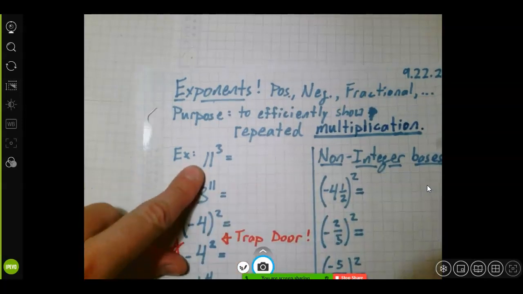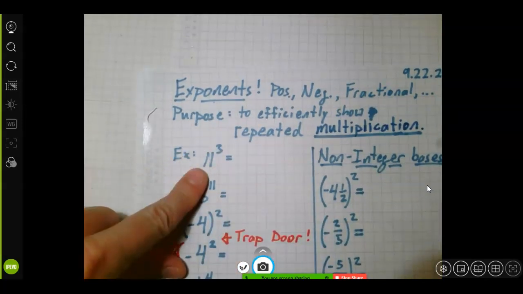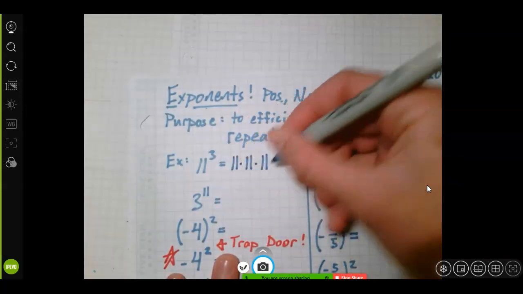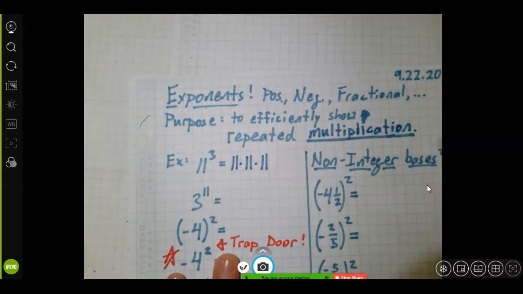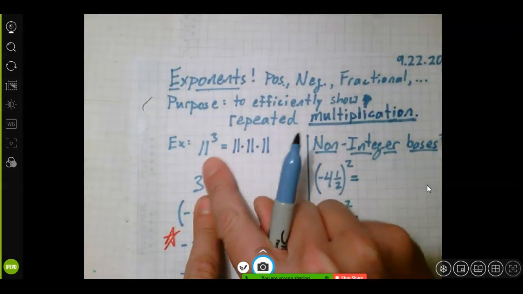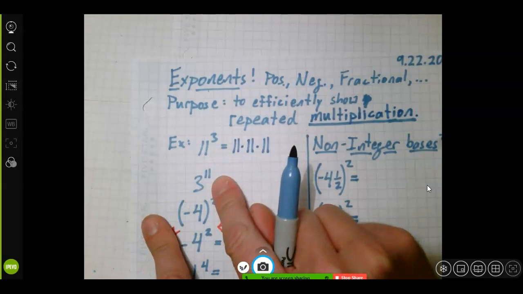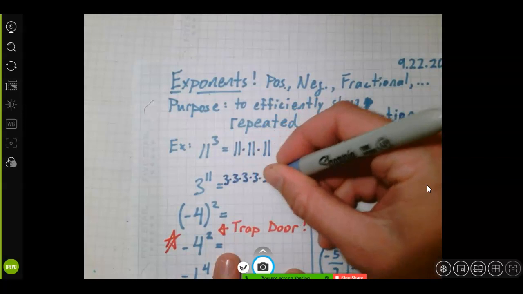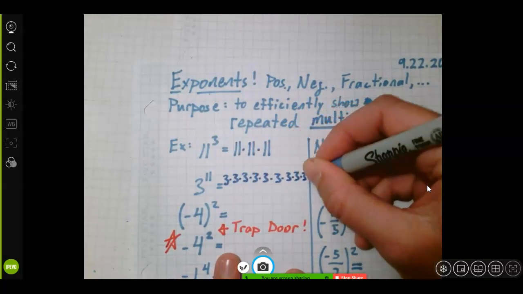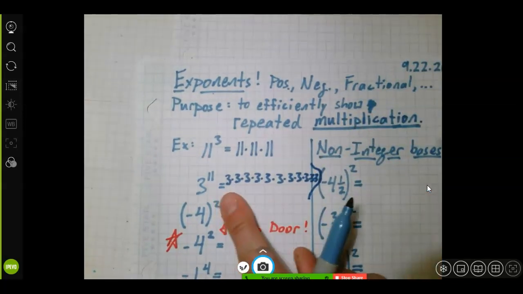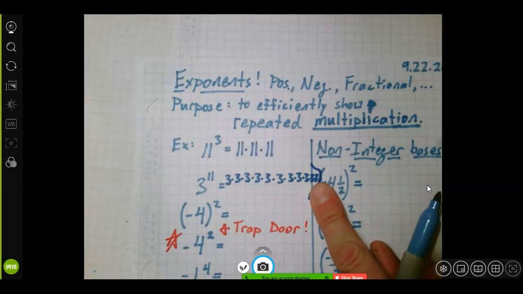For example, 11 to the third, 11 with the little 3, means 11 times 11 times 11. Now this gets really annoying when we have bigger exponents. Like let's say we flip this around and instead of 11 to the third, it's 3 to the 11th. That would mean 3 times 3 times 3. There are 11 3s here, right? Which I didn't plan that out very well. Didn't leave enough space on my paper.